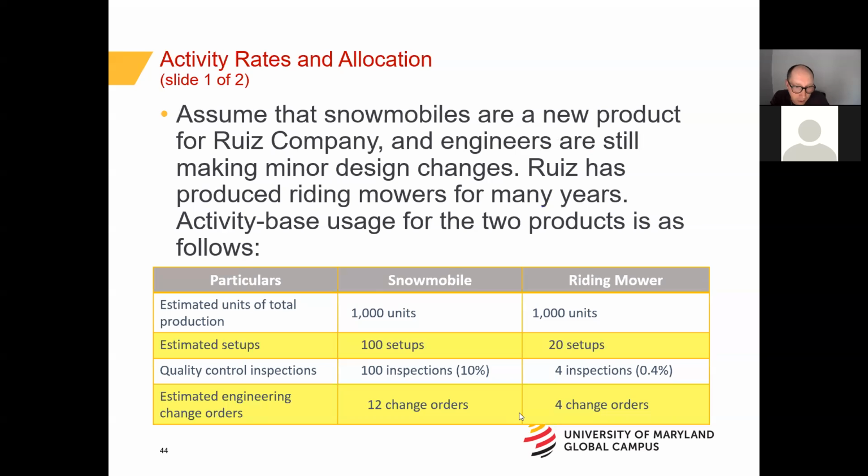Okay, so looking at our example, for the year, we expect to produce 1,000 snowmobiles, 1,000 riding lawnmowers. Each snowmobile will require 100 setups, 100 inspections, and 12 engineering change orders throughout the year, estimated. The riding lawnmowers, we expect to produce 1,000 units. Will require 20 setups throughout the year, 4 inspections, quality control inspections, and 4 engineering change orders.